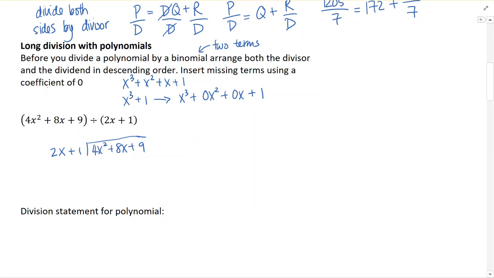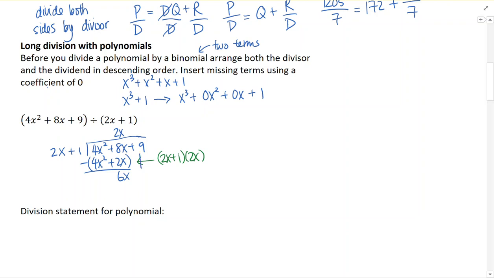So we want, how many times can 4x squared be divided by 2x? Well, you'll need to multiply that by 2x. So now you're just basically multiplying this binomial with this here. So 2x times 2x is 4x squared. Plus 1 times 2x is plus 2x. Going to subtract it. Keep in mind everything here is subtracted. So it's 8x minus 2x, which is 6x. So I'm just going to write this for reference. This part right here is basically the 2x plus 1 times 2x, okay?